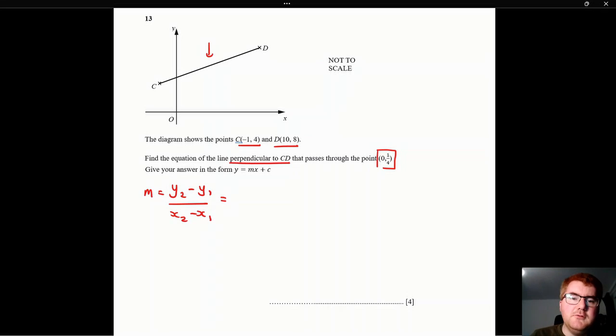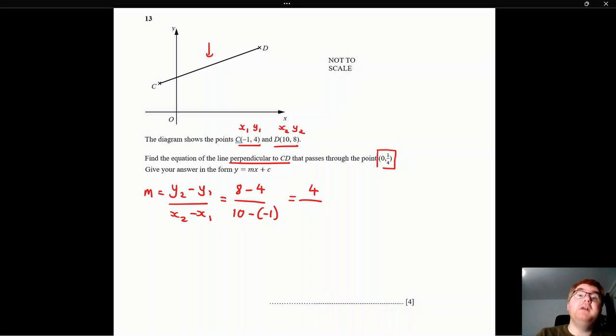Remember our formula, y2 minus y1 over x2 minus x1. So let's label these coordinates. So this is x1 and y1. This is x2 and y2, and we just substitute them in. So we have 8 minus 4 divided by 10 minus -1. So be careful with the two minuses. 8 minus 4 is equal to 4. 10 minus -1, so 10 plus 1, that's equal to 11.